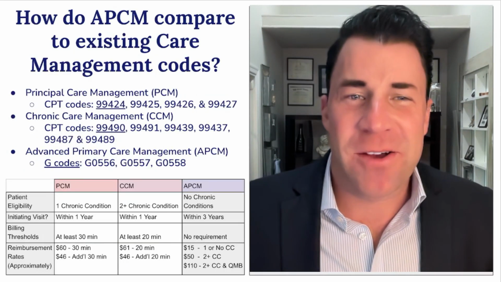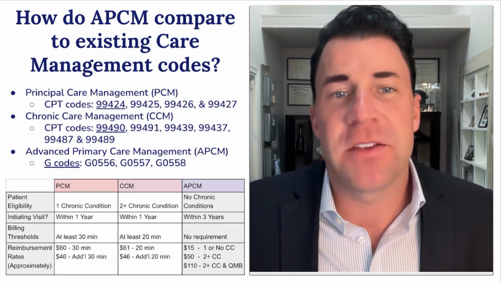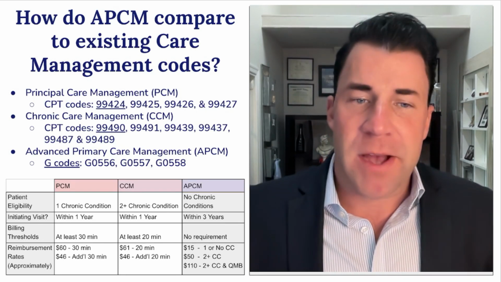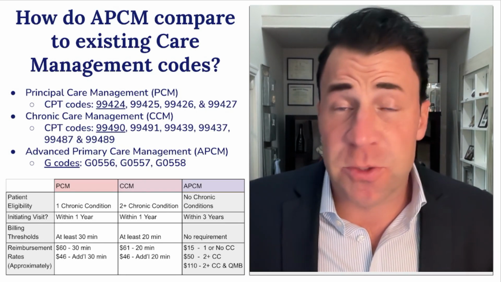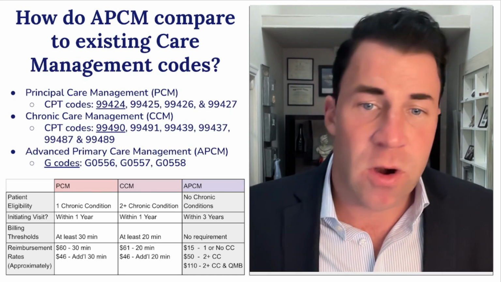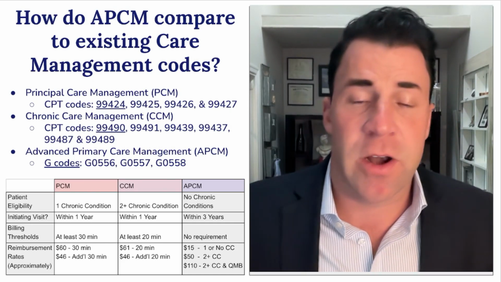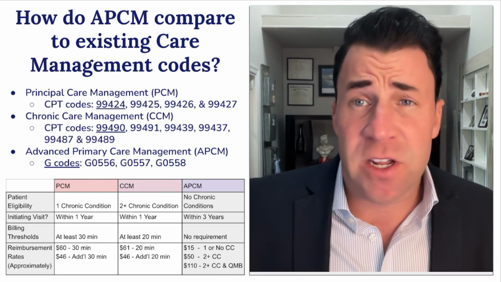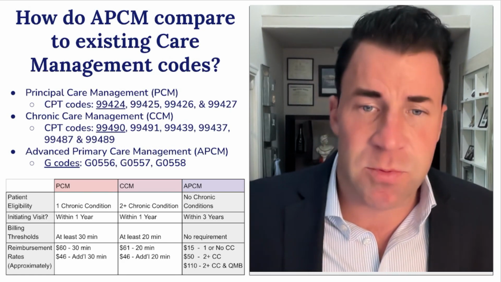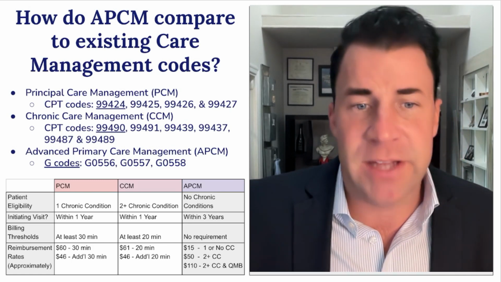You might be saying, hey, Michael, I'm already providing principal care management and chronic care management. How exactly do these APCMs compare to the existing care management codes? Let's look at them side by side. For patient eligibility, for PCM, the patient just has to have one chronic condition. CCM, two or more. As we talked about, for level 1 of the advanced primary care management codes, no chronic condition is required. For the initiating visit, there's a lot of flexibility here. That just has to happen within the last 3 years for advanced primary care management codes, compared to within the last 1 year for PCM and CCM.